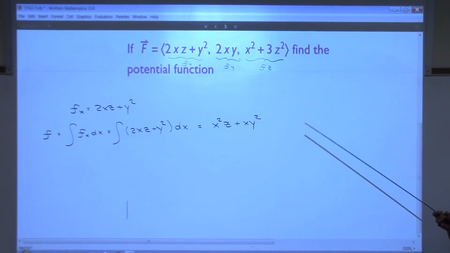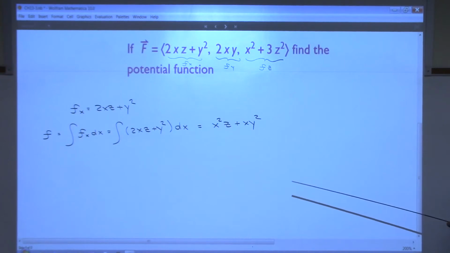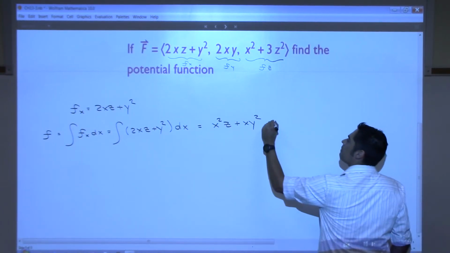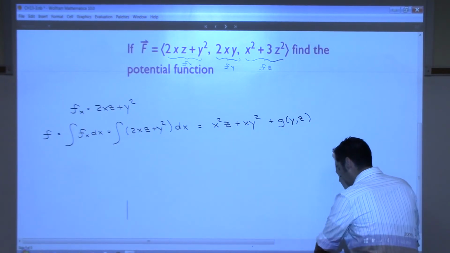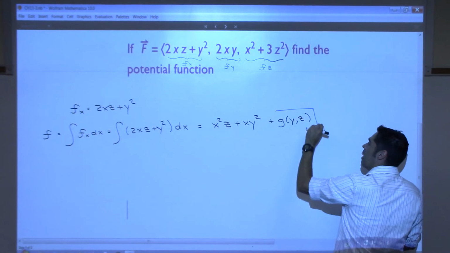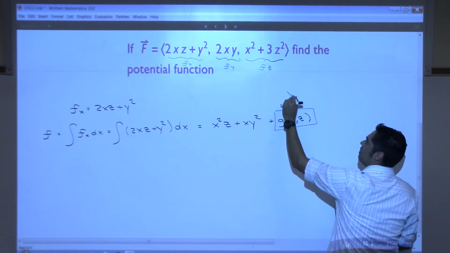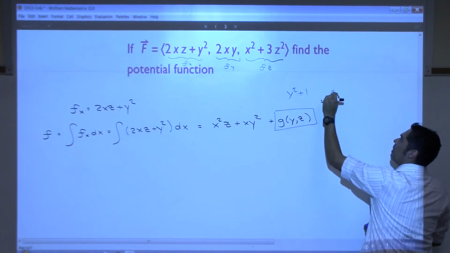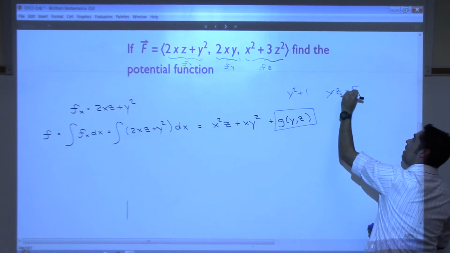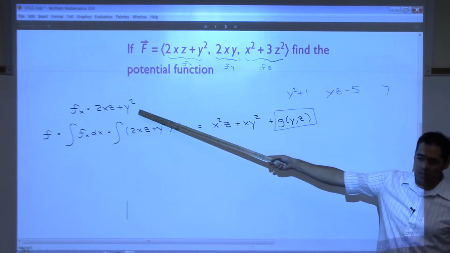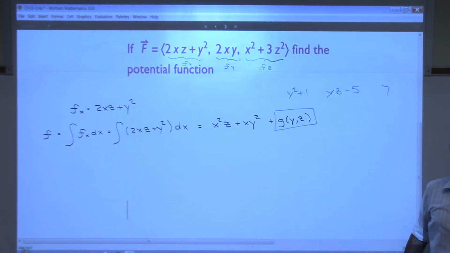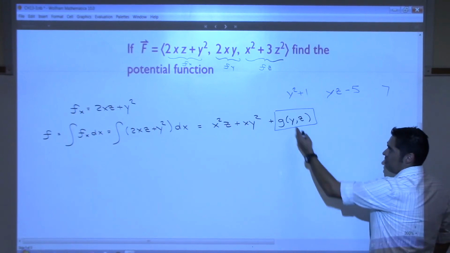We could have a constant, we could have y's, we could have z's this time also, because there's 3 variables. So I'm going to put this. Yeah, g of yz. This right here is some function of y and z potentially that I don't know. For example, it could be y squared plus 1. It could be yz minus 5. It could be just 7, right? That could be a lot of different things, couldn't it? And if this blue was any of these, when I took the derivative with respect to x, I'd still get this. Understand? So I'm just going to call it some function of y and z.